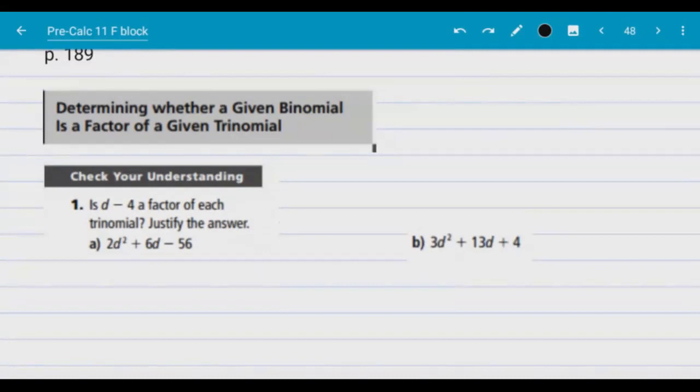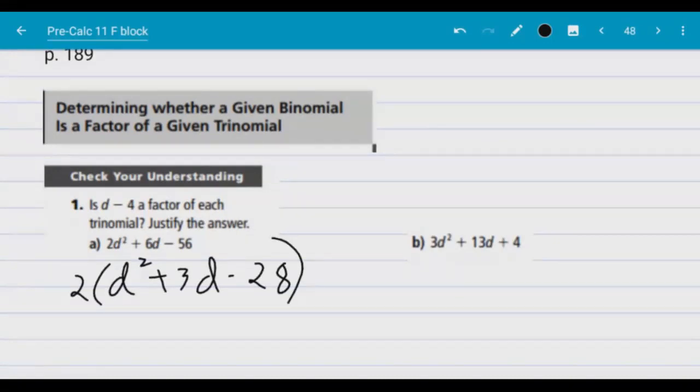So 2d squared plus 6d minus 56. Do you notice that all three terms are even? So maybe we can factor out the 2. So we have d squared plus 3d minus 28. I'm just doing a quick check to make sure that when I factored out the 2, the trinomial that I have here is correct. So really, I just need to factor this and see whether d minus 4 is a factor.